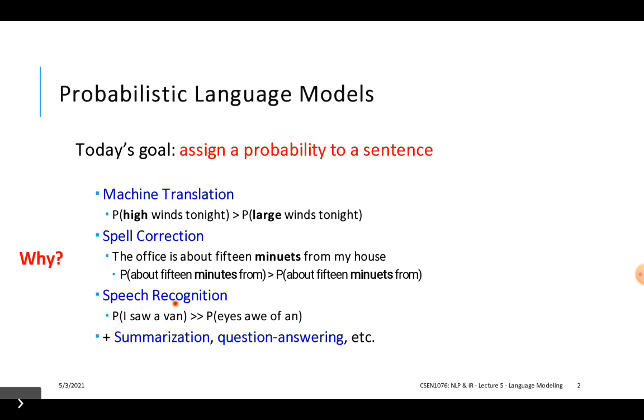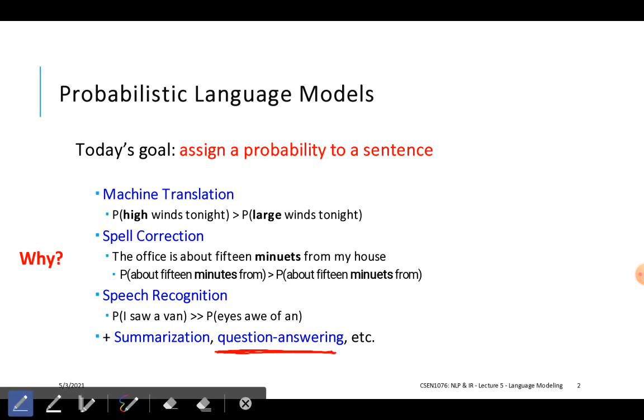So whenever you are hearing utterances, you will probably assign an utterance to "I saw a van," as opposed to an utterance that would be transcribed as "eyes awe of an." It's also used for text summarization, for question answering, because this is essentially one part of what you will be doing in the project, which is chatbots. So in question answering, whenever you are given a question, the most probable answer would be something based on how you can compute the probability of a sentence.